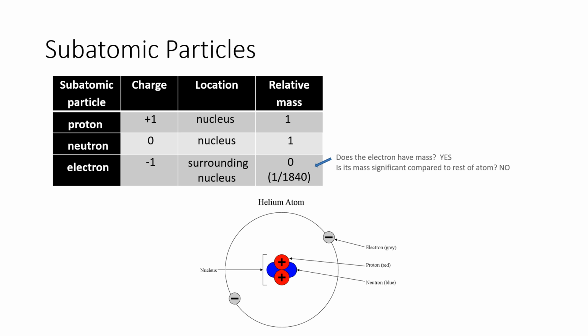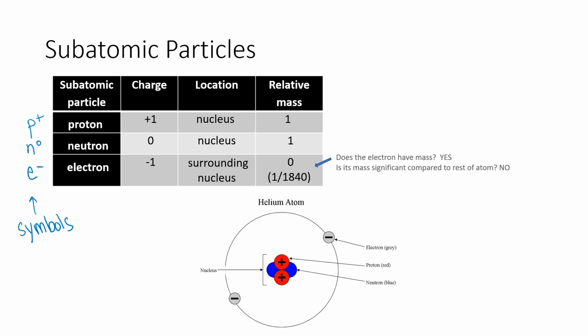These are the particles that make up an atom, and they are the proton, the neutron, and the electron. Protons have a positive charge. Neutrons are neutral. Electrons have a negative charge. So often we will use these symbols over here to represent those subatomic particles.